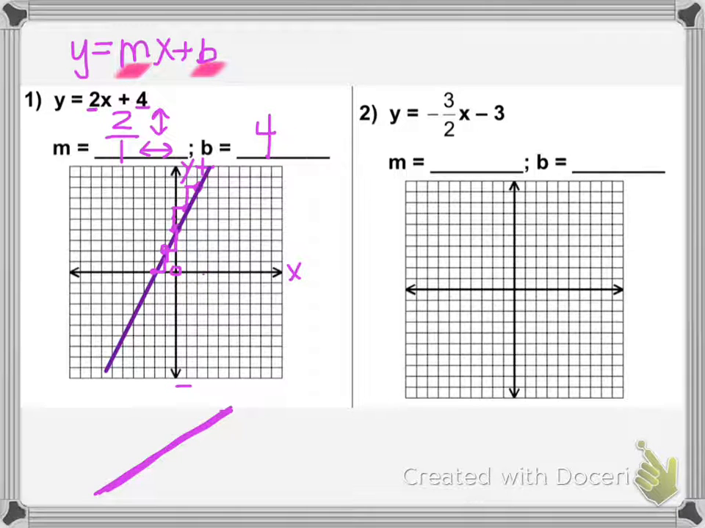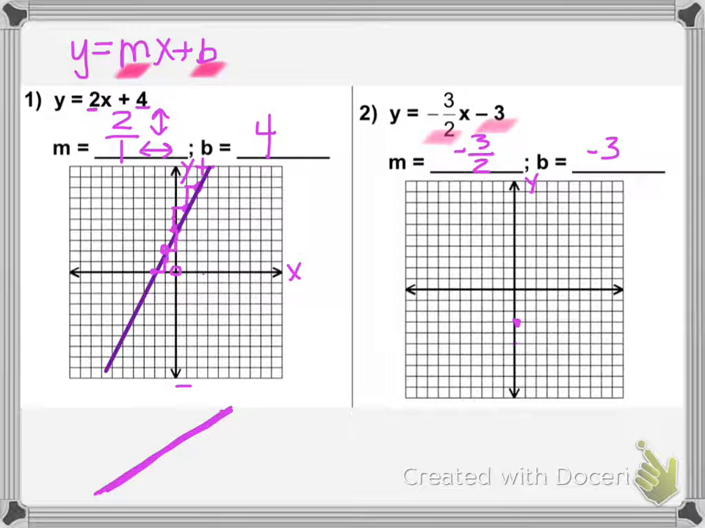Number 2, your m is in front of the x. That's the negative 3 over 2. And your y-intercept is that minus 3. So your slope is negative 3 over 2, and your y-intercept is negative 3. We're going to begin with that b of negative 3 on that y-axis. So we're going to go down to negative 3, which is below the origin, which is right here at negative 3.